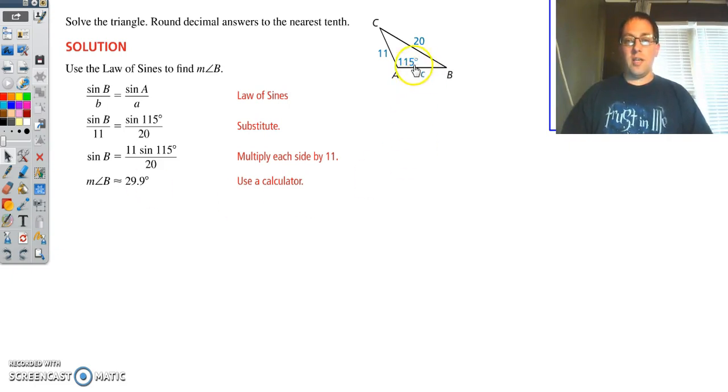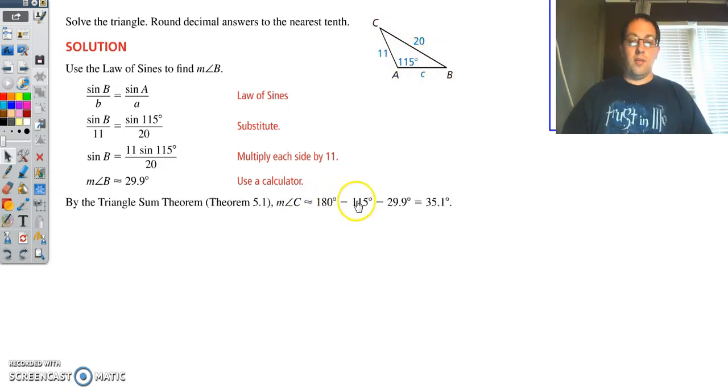How are we going to find side C and angle C? We can't set up a proportion because we don't have one of the variables put into it. However, we do now know two of our angles. And if we know two angles, we can find the third because all three angles are going to add up to 180. So 180 minus 115 minus the 29.9, which we just found, is going to give us approximately 35.1. It's not going to be exact because this 29.9 isn't exact, but it's going to be pretty close.